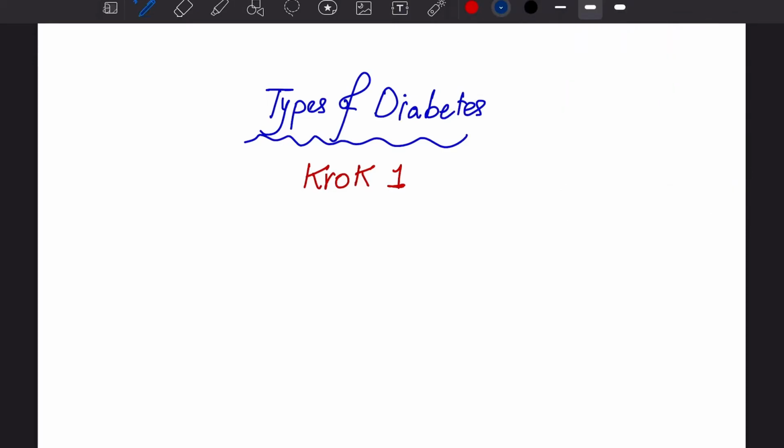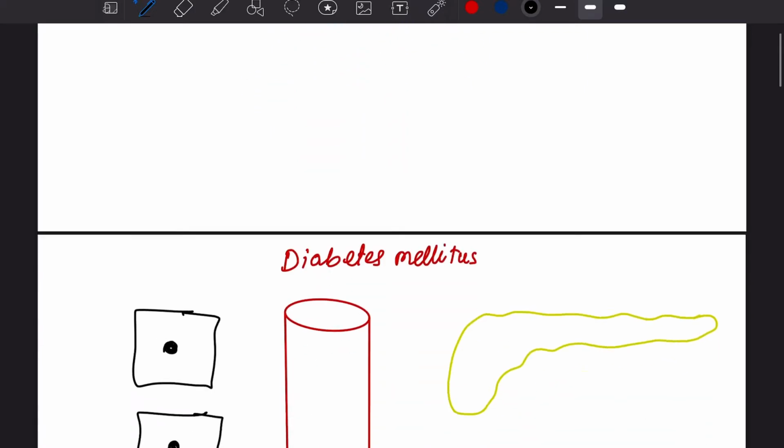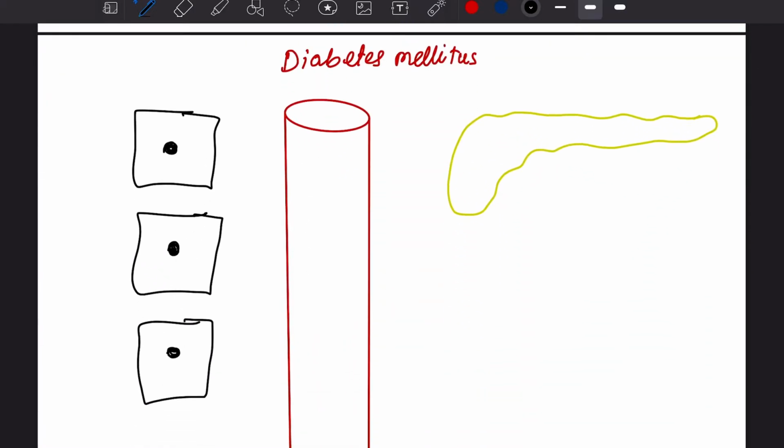Hello everyone, today we will speak about types of diabetes for Krok 1. A lot of questions come about diabetes and we should know the difference between them and how to approach these questions. First thing we need to understand is the famous diabetes type, diabetes mellitus.